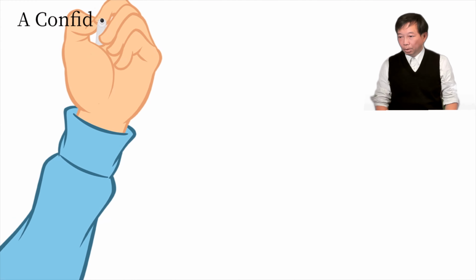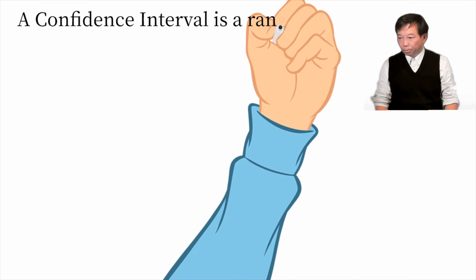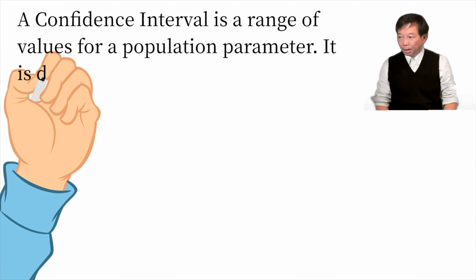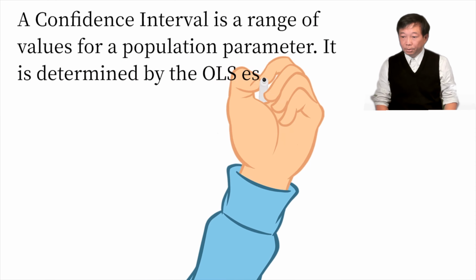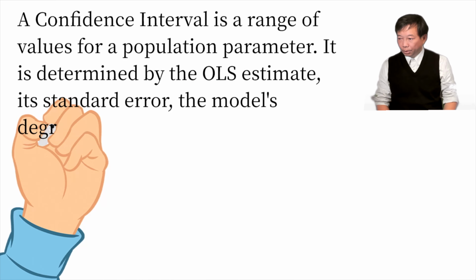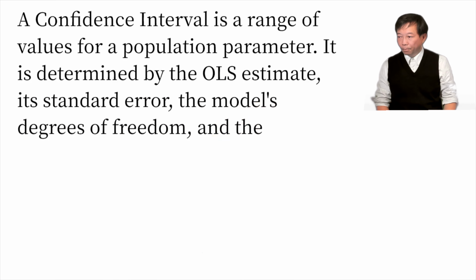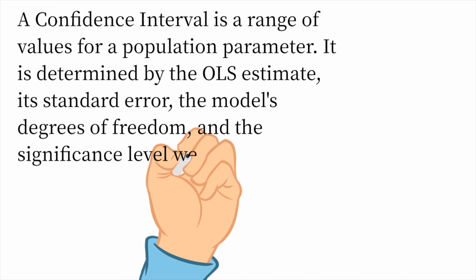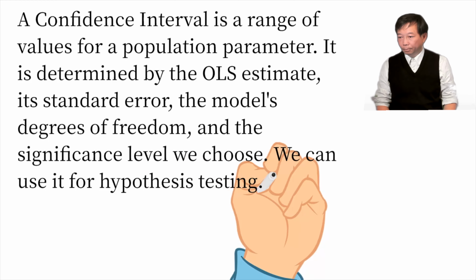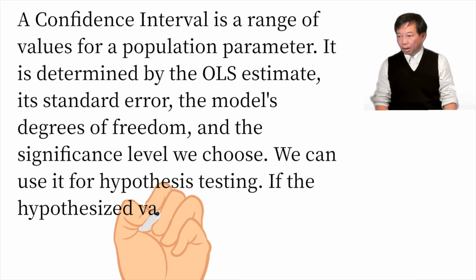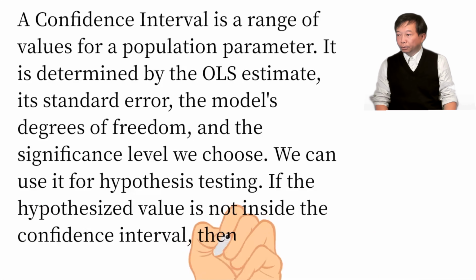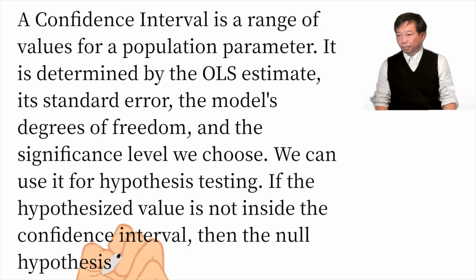A confidence interval is a range of values for a population parameter. It is determined by the OLS estimate, its standard error, the model's degrees of freedom, and the confidence level we choose. We can use it for hypothesis testing. If the hypothesized value is not inside the confidence interval, then the null hypothesis is rejected.